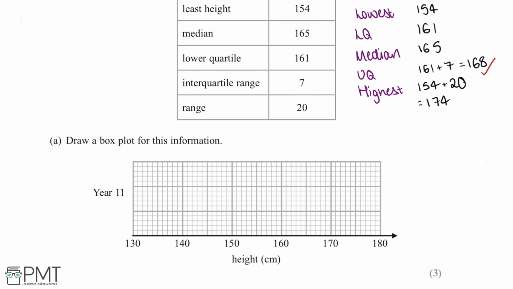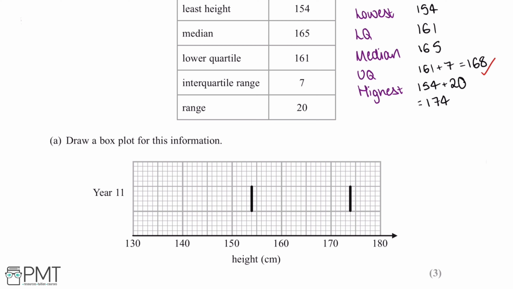So now what we need to do is fill this into the box plot. For a box plot, we draw a vertical line for the lowest value and the highest value. So if the lowest value is 154, we can draw a vertical line at 154 centimetres. And we can do the same for the highest value, which is 174 centimetres.